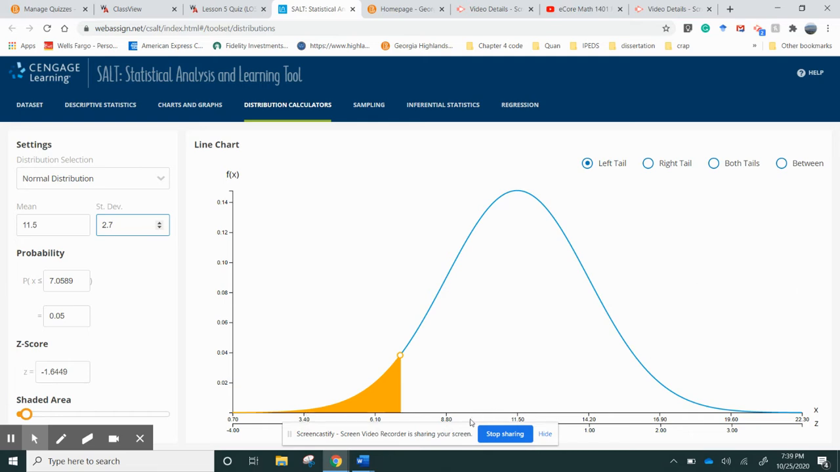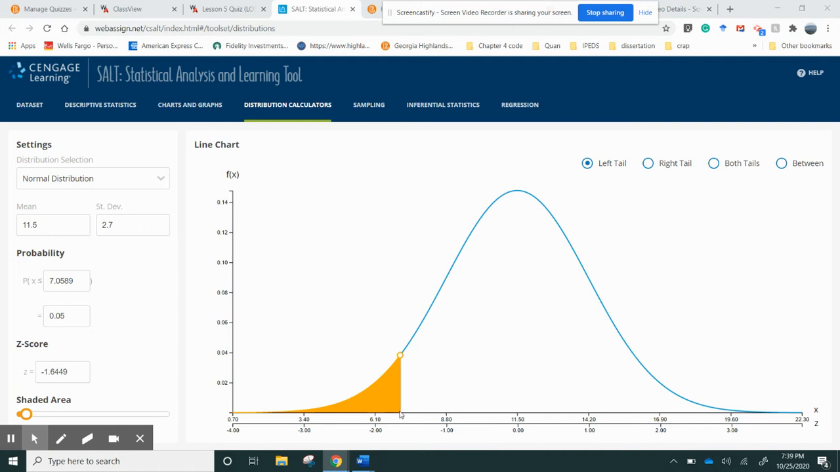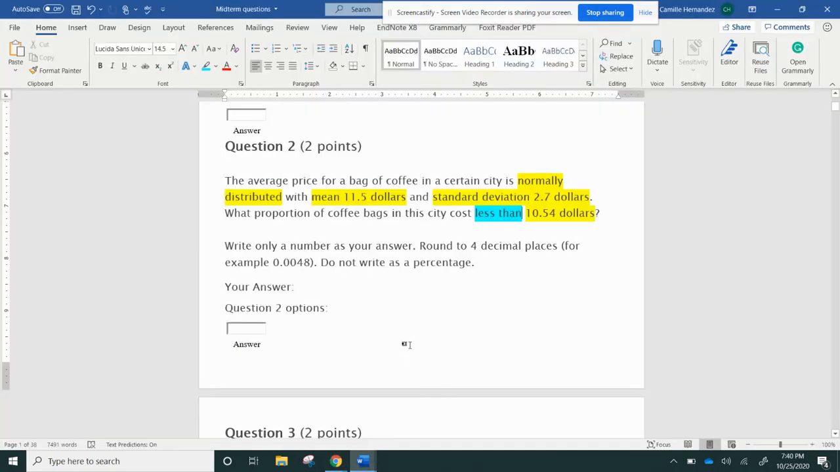So what I'm doing now is, let me push this up so you can see this. I want to make this area in orange less than $10.54. So I go over here and I change it to $10.54. And if you can see here, it's between 8.80 and 11.5. So it's right here. And it's less than, so I'm great. So I have everything I need. All I need to do is get this value right here, and that is my answer. So let me go back and put it here so you can see it.